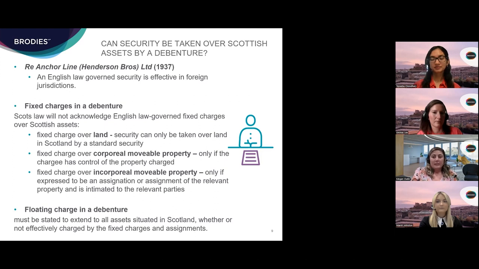By applying the decision in the Anchor Line case, the fixed charges are effective under English law, even though they are unenforceable in Scotland. And as a result, the floating charge fails to catch the Scottish property covered by the fixed charges, leaving the chargee with no enforceable security over that property. It's therefore essential, if a debenture is to cover Scottish property, that the floating charge is stated to extend to all assets situated in Scotland, whether or not effectively charged by the fixed charges and assignments.